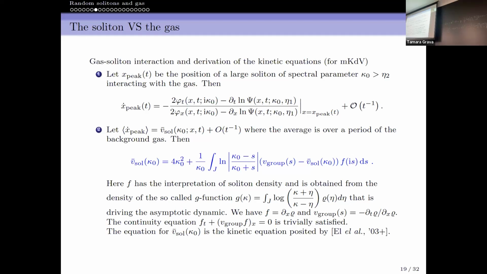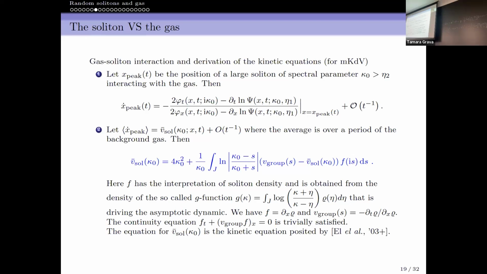We call its peak the maximum, so the position of the maximum, and we follow it in time. And then we calculate the speed. I'm not saying what these objects are, but they are very explicit. So we calculate the speed of the soliton on the peak, and then we calculate the average over one period of oscillation.